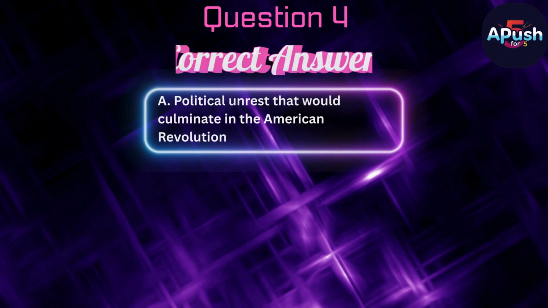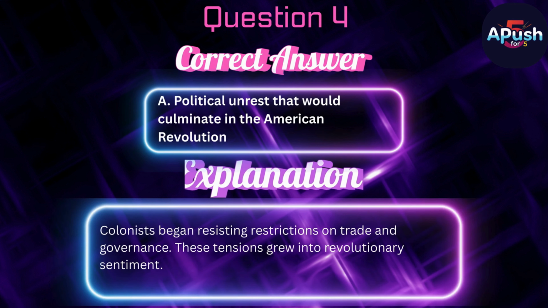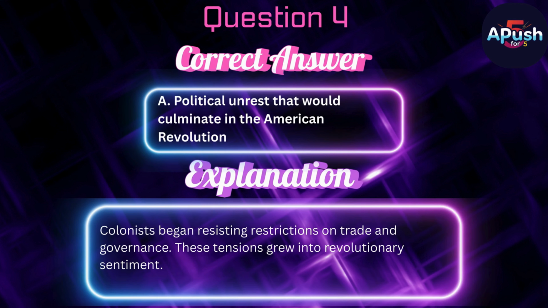The correct answer is A. Political unrest that would culminate in the American Revolution. Colonists began resisting restrictions on trade and governance. These tensions grew into revolutionary sentiment.